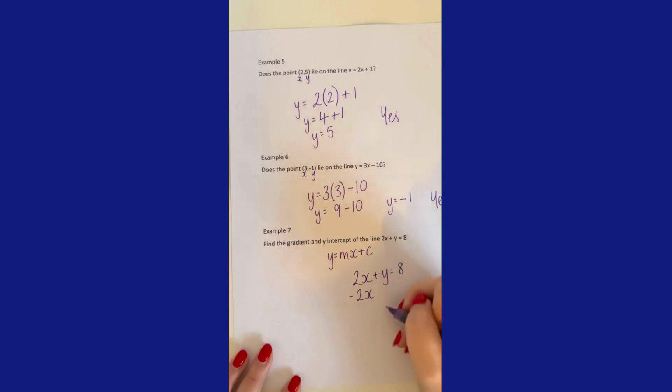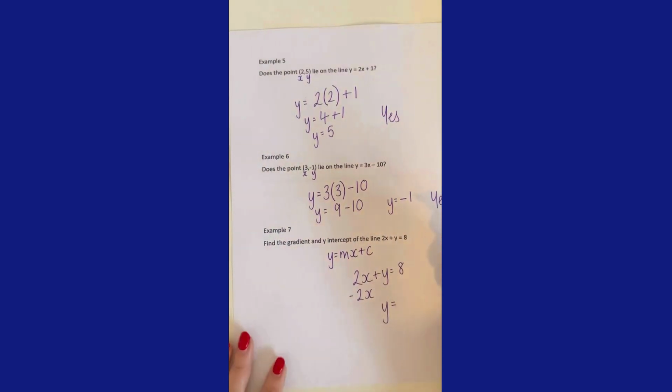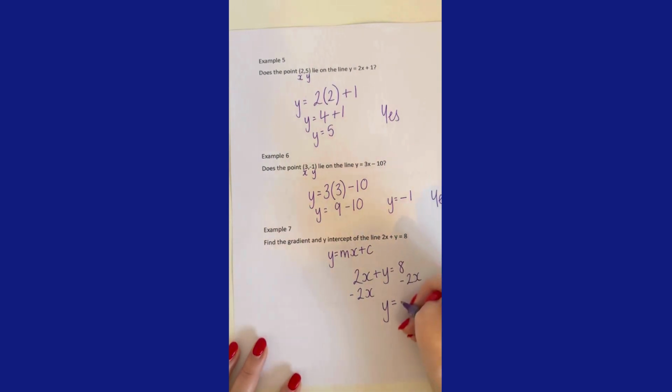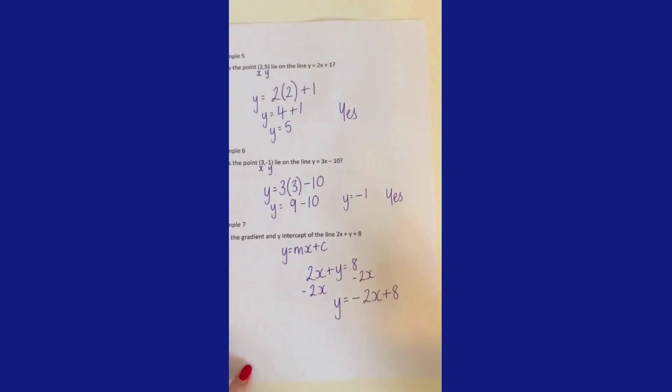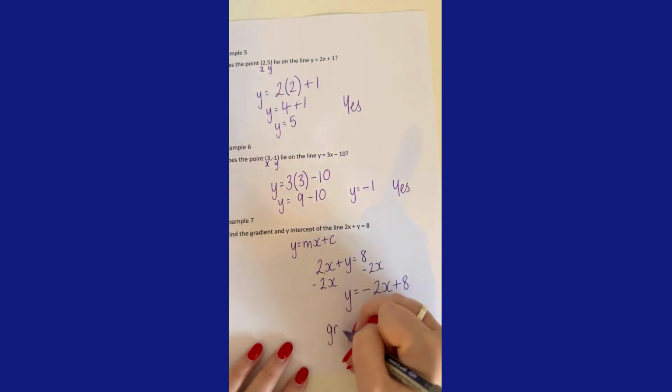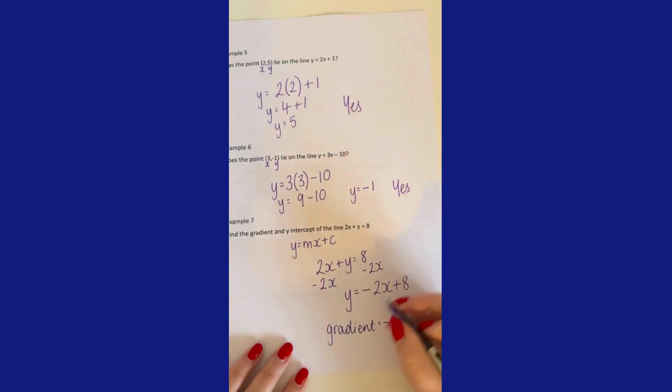Now if I subtract that 2x, that just leaves me with a y on this side, which is exactly what I want. However, because I've subtracted 2x from this side, I need to subtract 2x from this side, which is going to leave me with y equals minus 2x plus 8. Now what I can see is that this is in my form y equals mx plus c. And so from this point, I can then say my gradient, and my gradient is our value in front of the x, which in this case is minus 2, and my y-intercept is my number at the end, as a coordinate is going to be 0, 8.